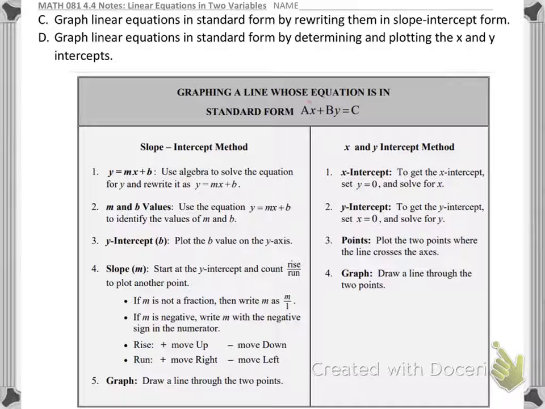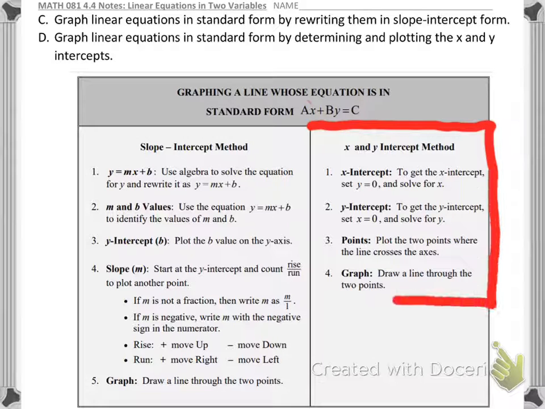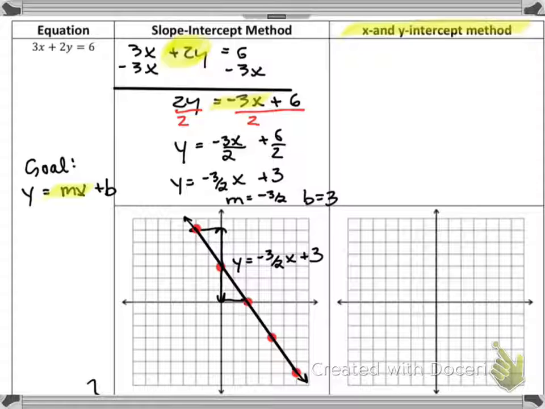This is a screenshot from the textbook. And notice we will be focusing on the right-hand side this time, where we use the x and y intercept method. This involves finding the x-intercept, the y-intercept, plotting those 2 points, and then graphing a line that connects those 2 points. Let's get started.